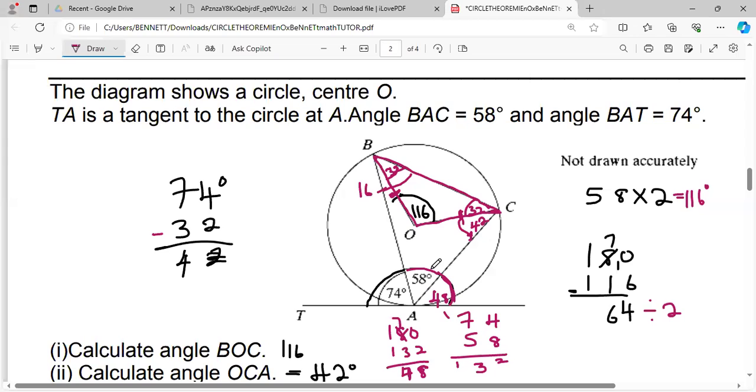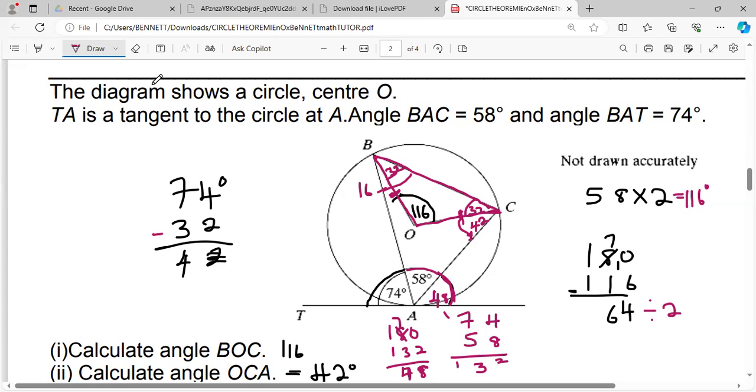Let me just use a calculator to check this. So we have 16. Let me just work it out with the calculator. So 48 plus 42 plus 32 plus 58. Yeah, so that comes to 180. That's how I know it's correct, right?